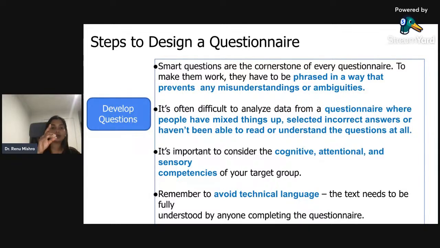Also, don't go over the competencies of your target group. For example, say my target group is college students. I'm collecting information from a college group, so I need to keep in mind that their understanding would be at that level, and I can't complicate my questions. So no technical language. Difficult, technical language may sound fancy, but if our respondents are not able to understand, what is the point of having them? So try to make the questions easy.